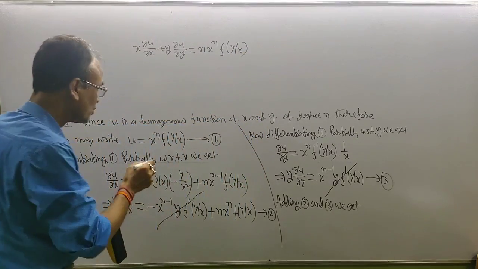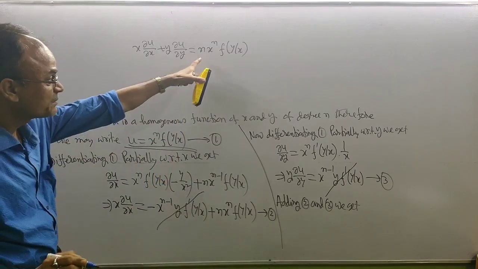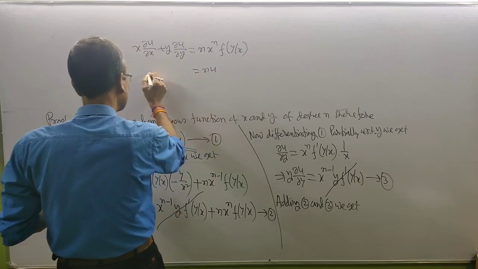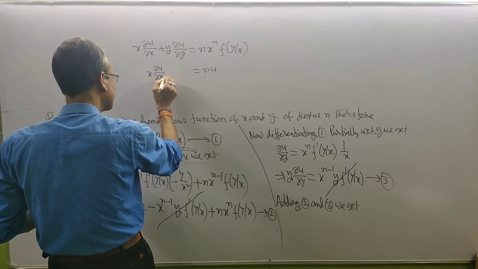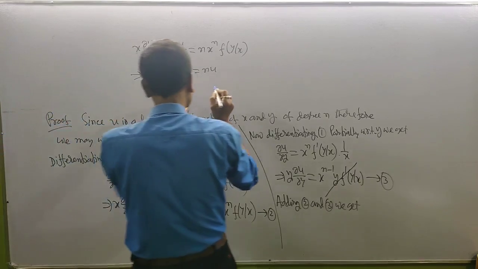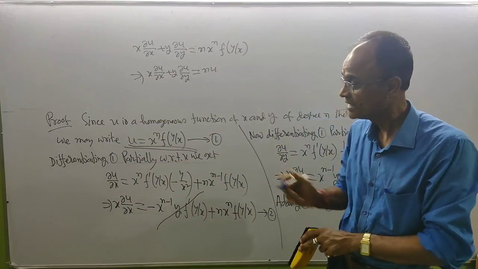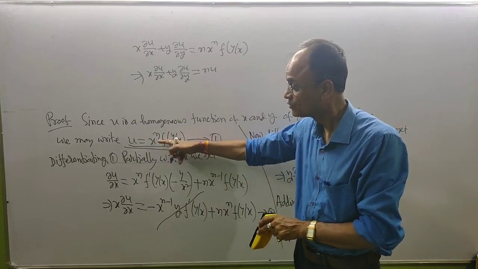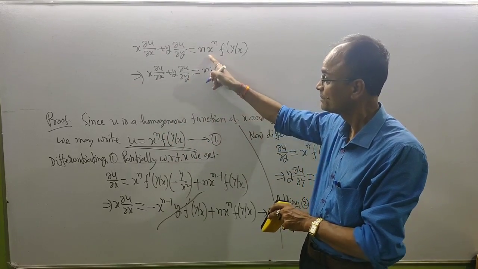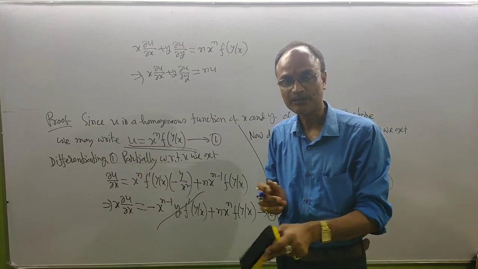Now, from 1, x to the power n f of y by x can be replaced by u. So x del u by del x plus y del u by del y is equal to n u. Therefore, we have proved Euler's theorem.